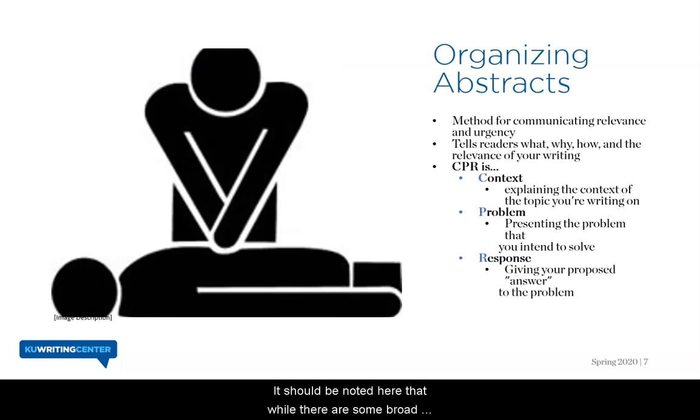So now that we know basically what an abstract is meant to do, how can we accomplish it? There's a specific method of organization that works very well to meet the goals of an abstract and communicate all relevant information to your reader. The CPR method, which in this case stands for context, problem, response.